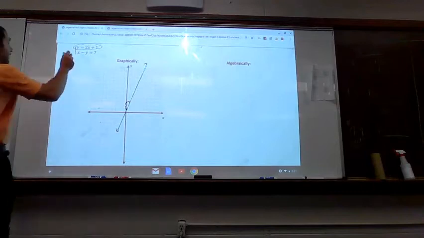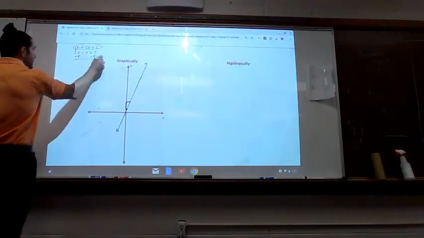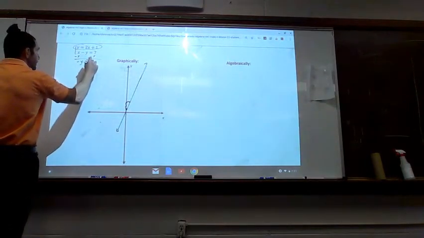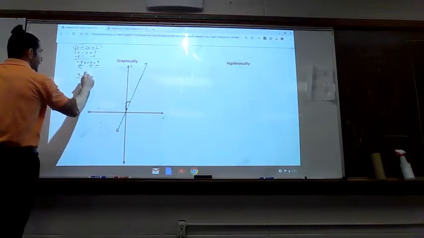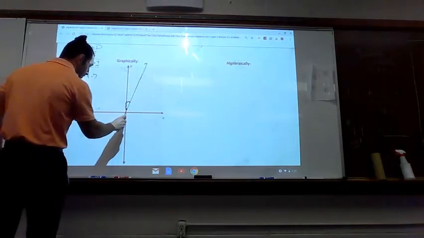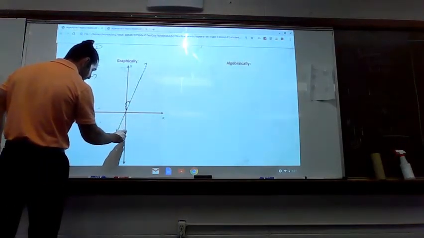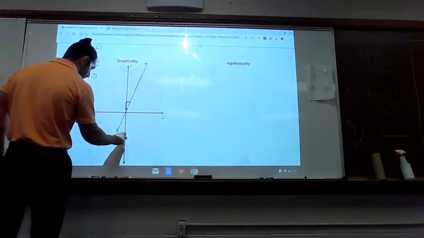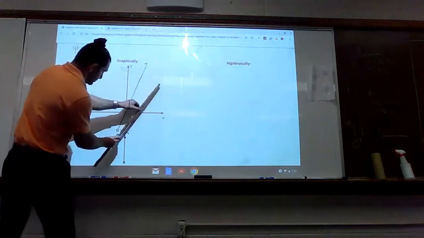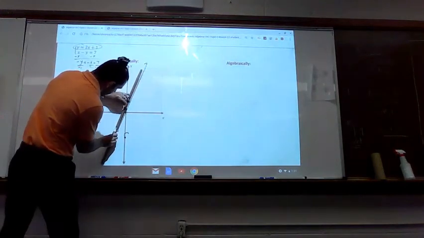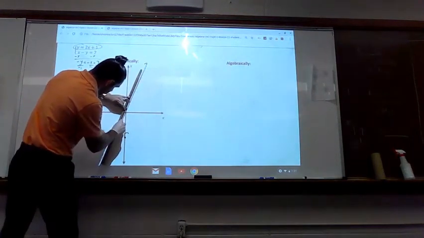Now, x minus y equals 7. So I subtract x from both sides. That leaves me negative y equals negative x plus 7. Divide by negative 1. That leaves me y equals x minus 7. 1, 2, 3, 4, 5, 6, 7, up 1, over 1. So notice how my line's not going down far enough.